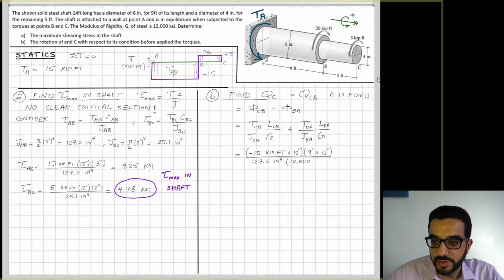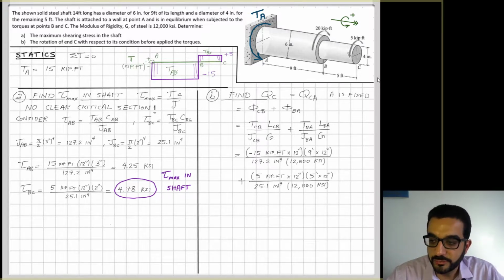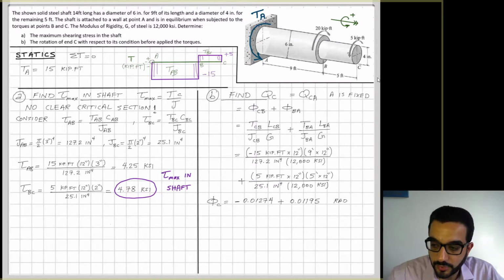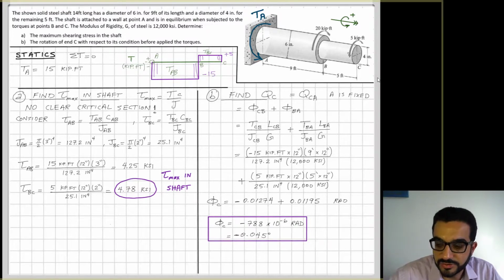Now I have everything given. I found the internal forces, and one thing you have to pay attention to here is that when you pull the values of T AB and T BC from the internal torque diagram, get them with their signs. So T AB is negative 15, and the length here is 9 foot. Pay attention to the conversion of units from feet to inches. Then if I calculate phi BA, pay attention that the torque BA here is positive, so I plug in positive 5 kip foot. The individual values of these twisting angles, the first one is negative, the other one is positive, so the net here will be negative. And remember, the units of twisting angles are radians. So it's negative 788 times 10 to the power negative 6 radians.